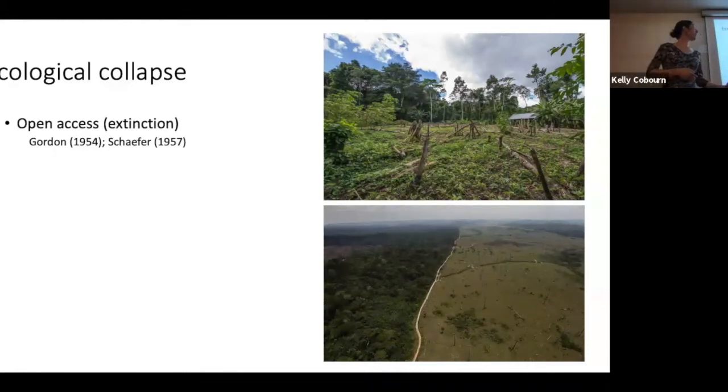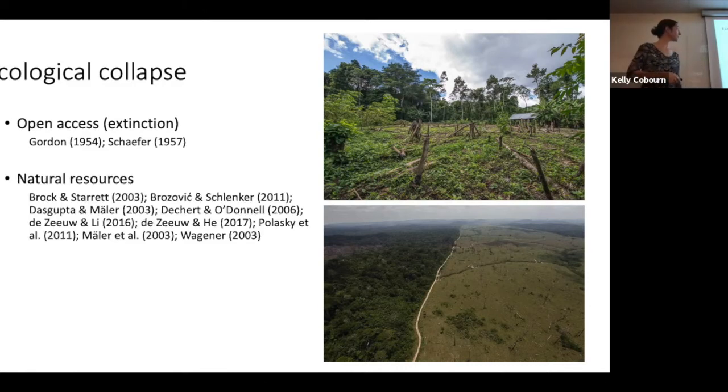So there has been a history of economic literature on ecological collapse, starting arguably with the work of Gordon and Schaefer on fisheries in the mid-1900s. In this case, they were looking at collapse and framing it as a problem of extinction in open access fisheries. Building on that work, there is a great deal of economic literature that looks at the potential for collapse, or also can be called thresholds or tipping points in ecological systems. So there's a great deal of literature that looks at different types of natural resource problems and the potential for collapse.